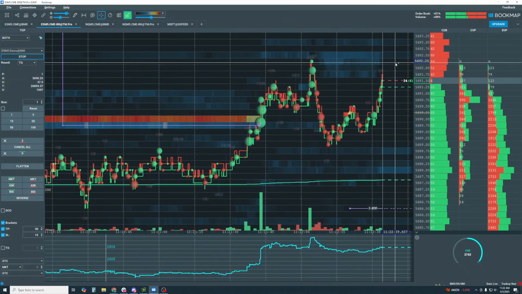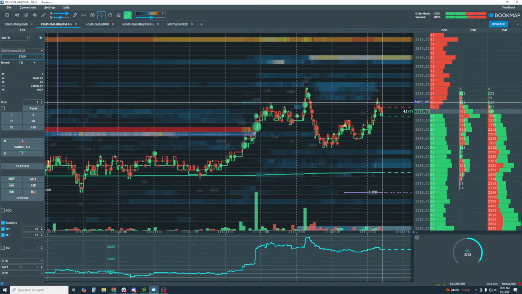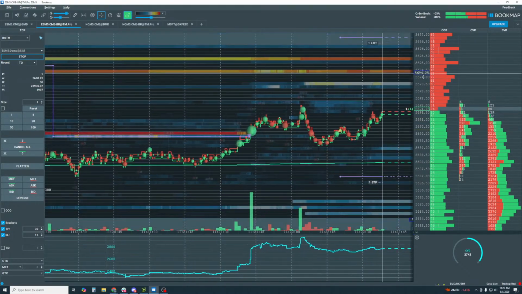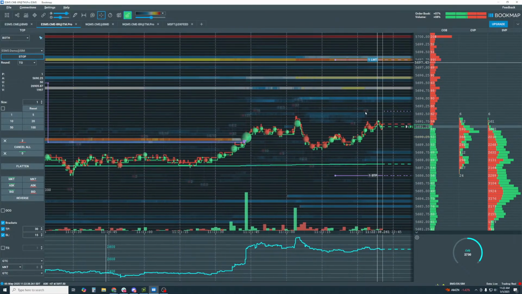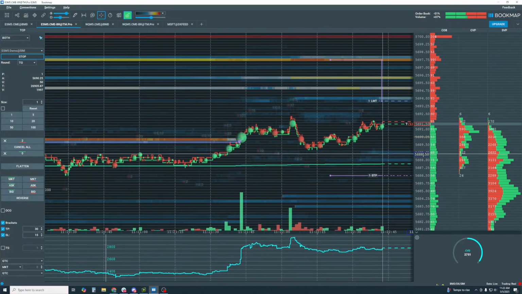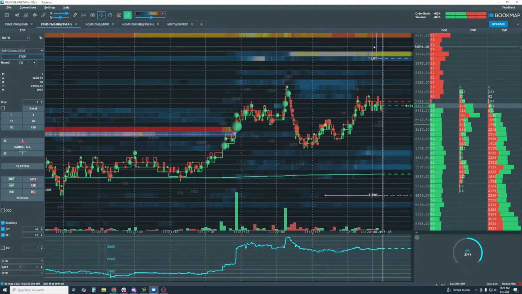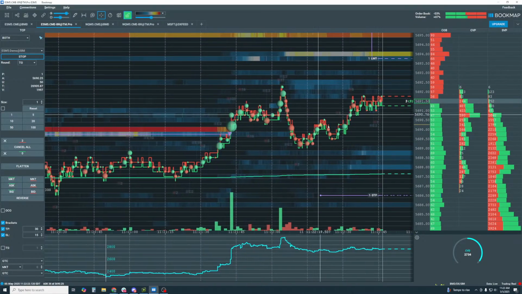And then again, top of the range. See if we can take some off the top of the range, or maybe a little higher, 94. High liquidity up here, 94, 95.